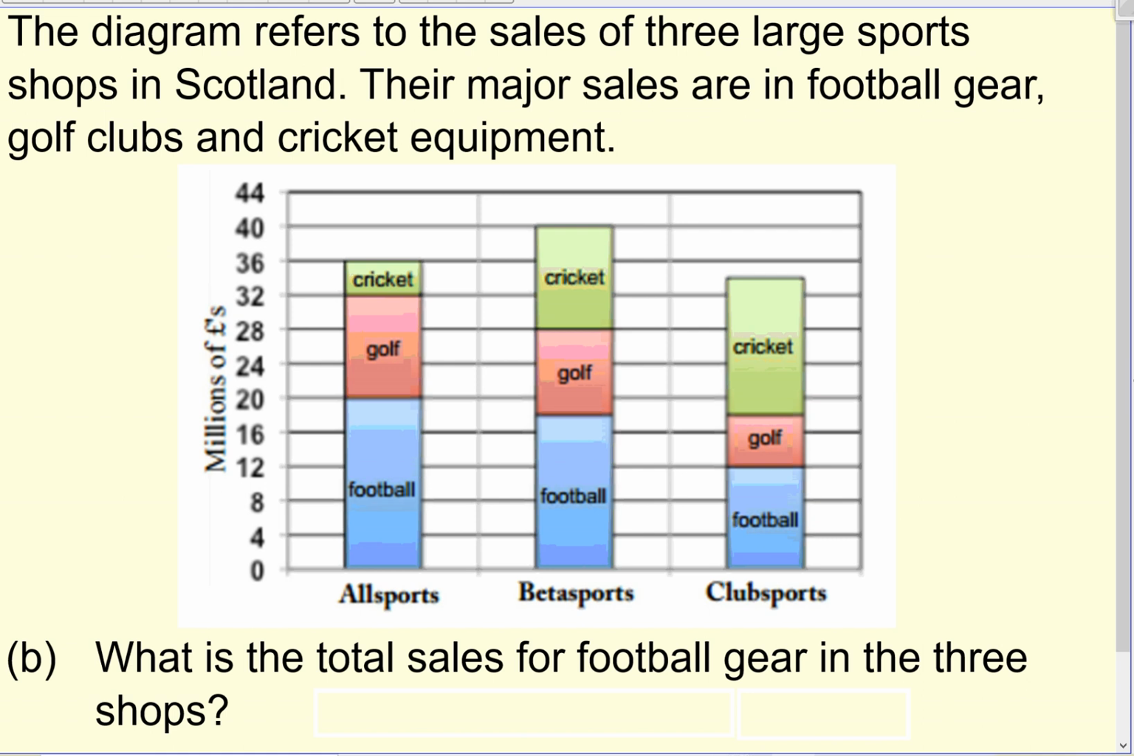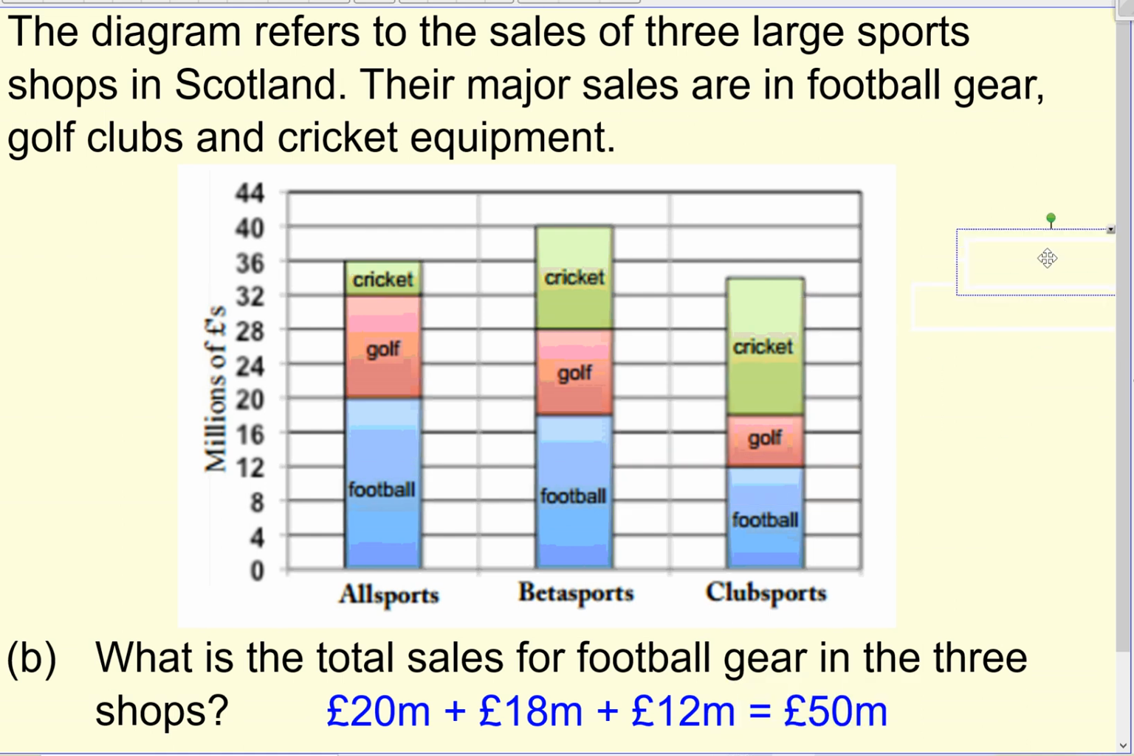Part B says, what are the total sales for football gear in the 3 shops? So in other words, these are the 3 major sports shops in Scotland. Well, how much are people spending on football gear in a year? All Sports goes up from 0 to 20 million. Beta Sports goes up from 0 to in between 16 and 20, which is going to be halfway, 18 million pounds. Club Sports goes up to 12 million pounds. Add those together to get the total, which is 50 million pounds.